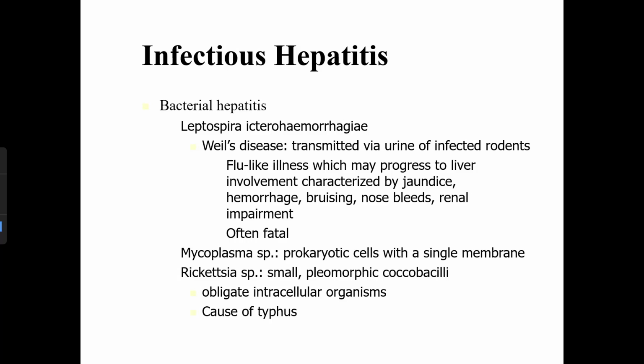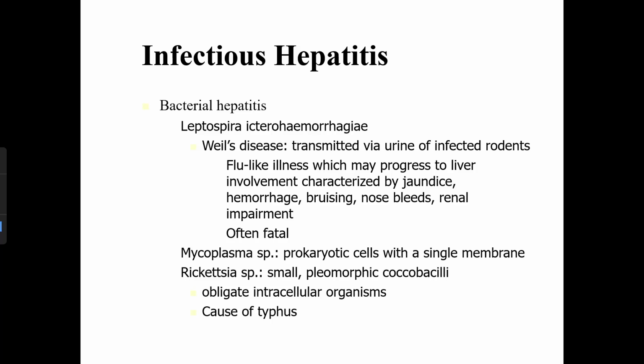Then we go on to infectious hepatitis. Bacterial hepatitis, like Leptospira icterohemorrhagiae, Weil's disease, transmitted by the urine of infected rodents. Flu-like illness, which may progress to liver involvement, characterized by jaundice, hemorrhage, bruising, nosebleeds, renal impairment, and this is often fatal. Mycoplasma, prokaryotic cells with a single membrane.